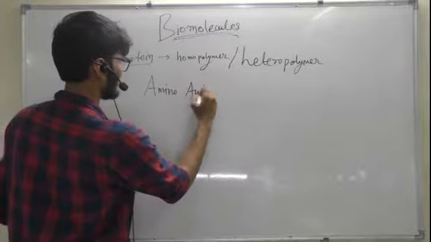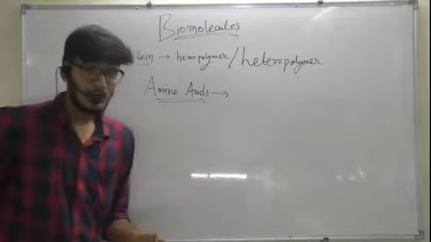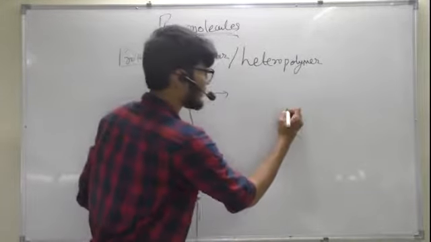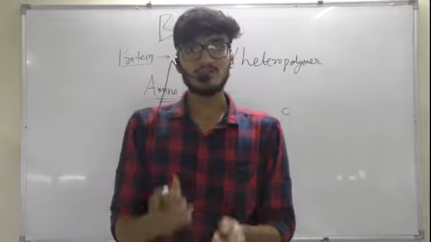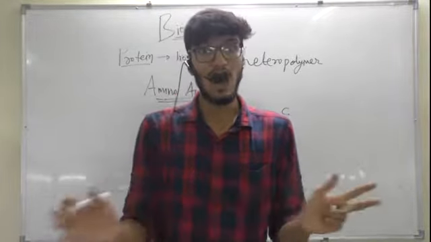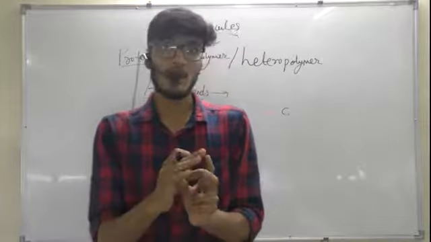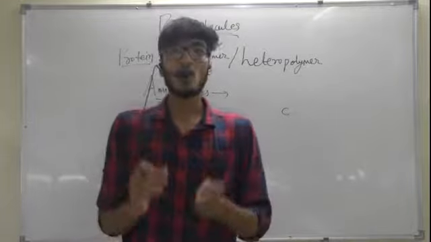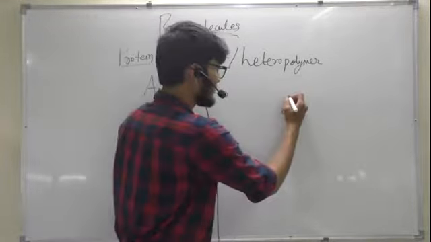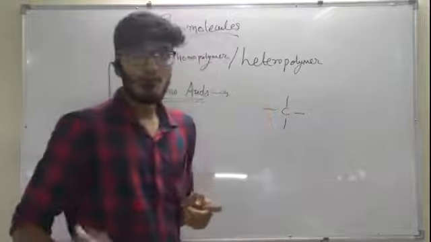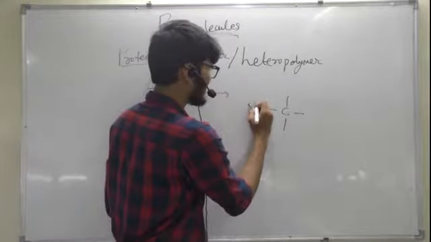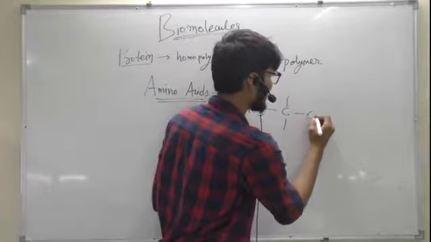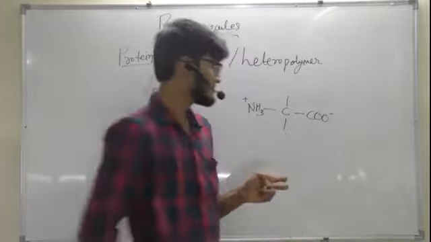Amino acids have a central carbon component. You can call an amino acid a substituted methyl group where all the hydrogen atoms are substituted by different kinds of moieties or groups. As we'll see in a common structure of amino acids, there will be one amino group, that is NH3 plus. There will be one carboxyl group, COO minus.